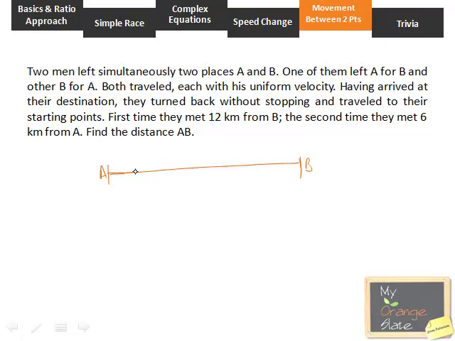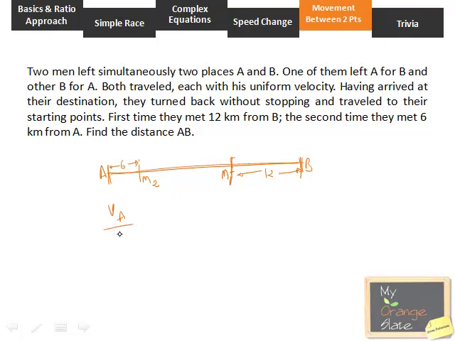Visualizing the movement of two men between A and B. The first time they met 12 kilometers from B, and second time they met 6 kilometers from A. Since both of them start at the same time from 2 points A and B and move towards each other, when they meet for the first time, the time for which both have been moving must be same, and hence when time is same, we know that ratio of speed is equal to ratio of distance traveled.